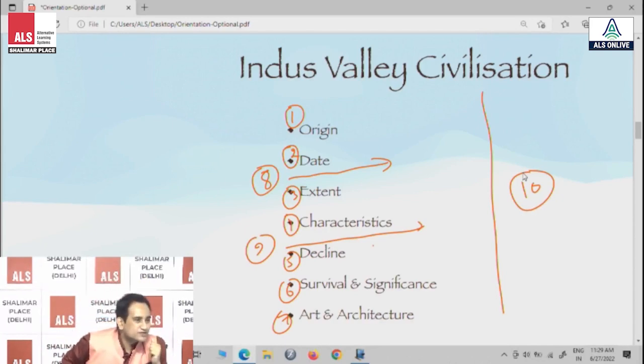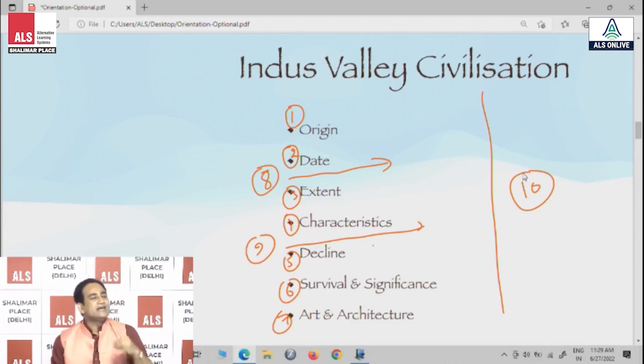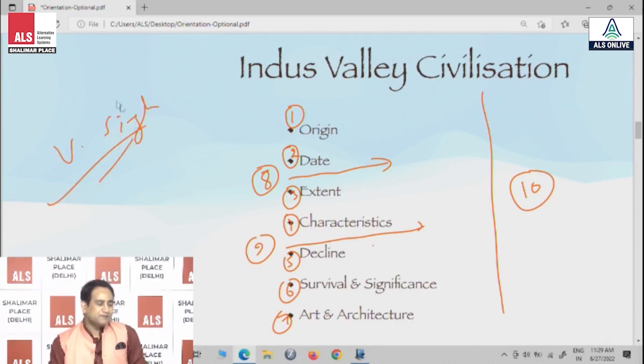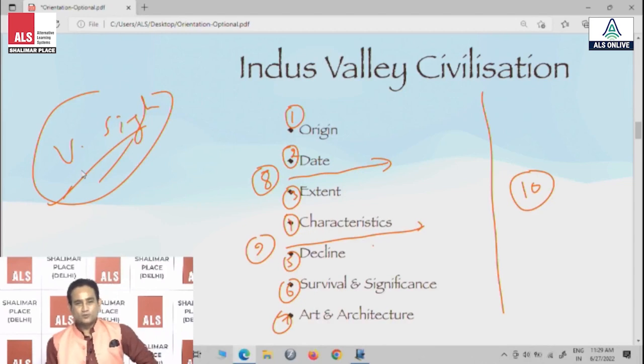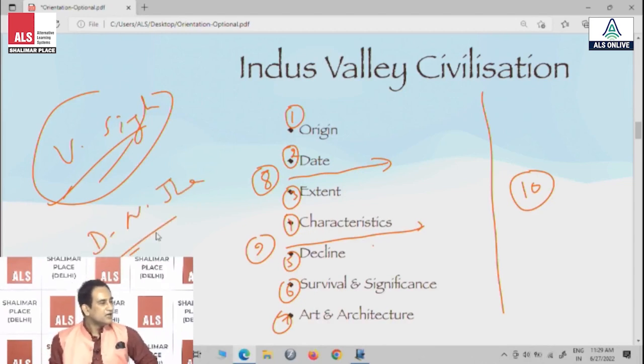But suppose you are not preparing these 11 dimensions of Indus Valley Civilization and you are just reading any textbook and reading Indus Valley Civilization from that topic, will it be useful for this examination? No. What you are doing actually, suppose I recommend Upinder Singh, you will read Upinder Singh, everything, whatever is given in Upinder Singh. You will read D.N. Jha, whatever is given in D.N. Jha, you will read.